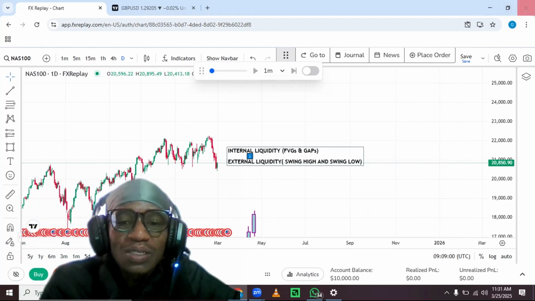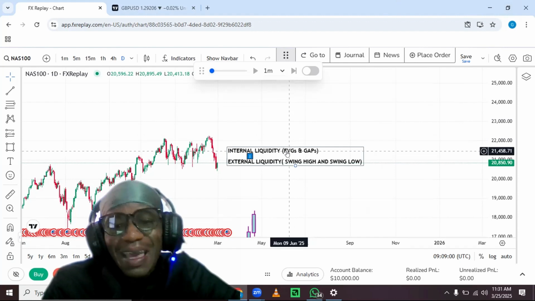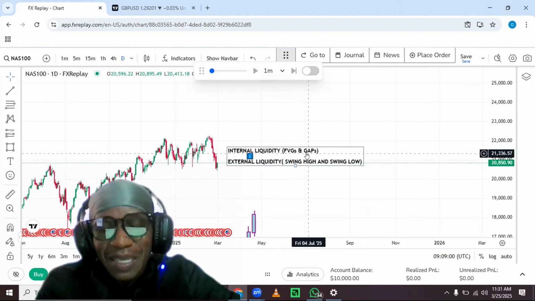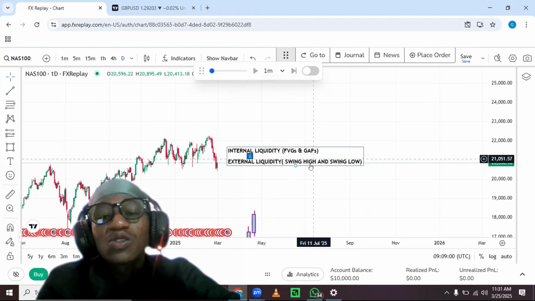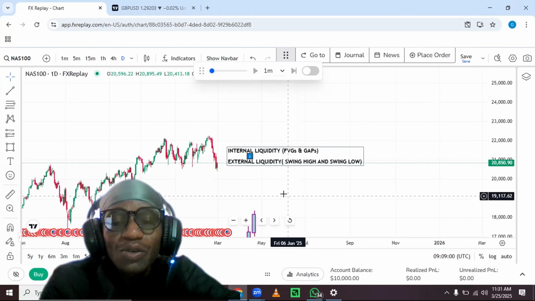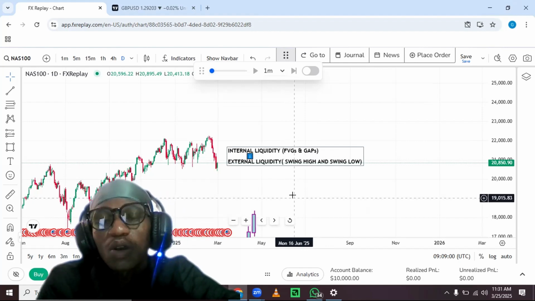What's your internal liquidity? Your internal liquidity is your fair value gaps and your opening gaps and other gaps as well. That's your internal liquidity. And then what's your external liquidity? Your external liquidity is your swing high points and your swing low points.